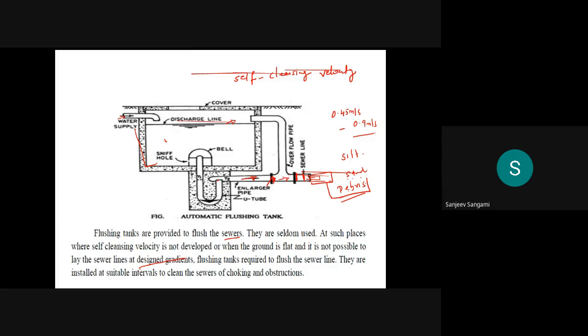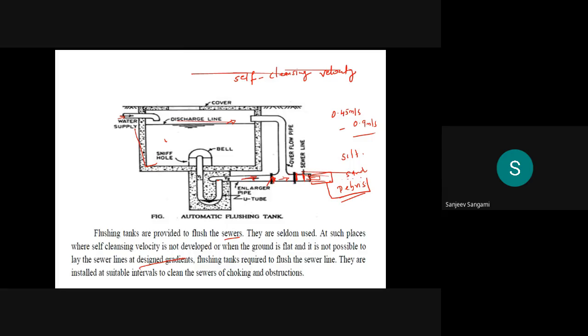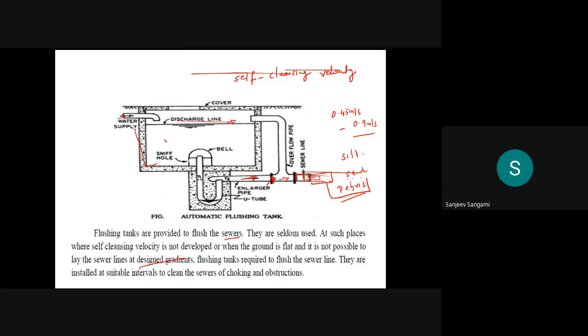Because you are not supposed to remove all those things in a single step. It is going to choke, whatever the sand and debris will be there. It is going to be removed to that extent only. Because of that reason, at some intervals, catch basins will be provided along with the flushing tanks. So the remaining appurtenances we will discuss in the next class.